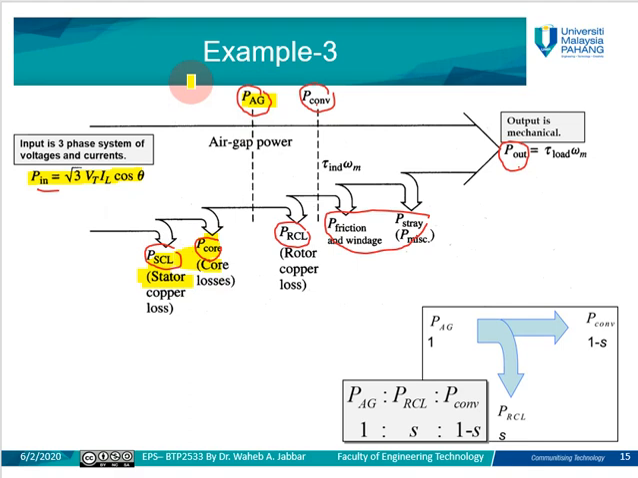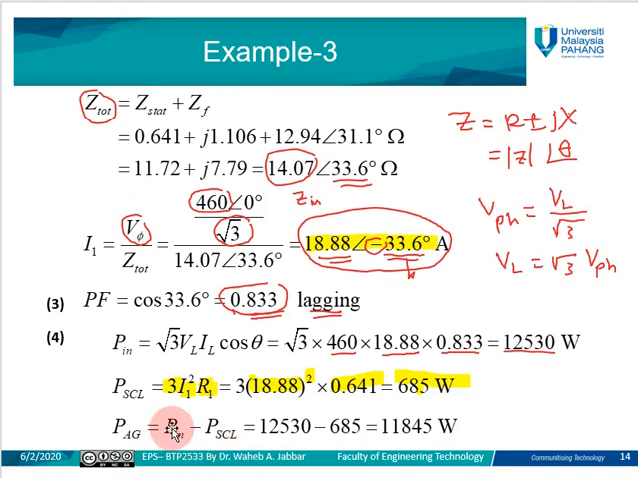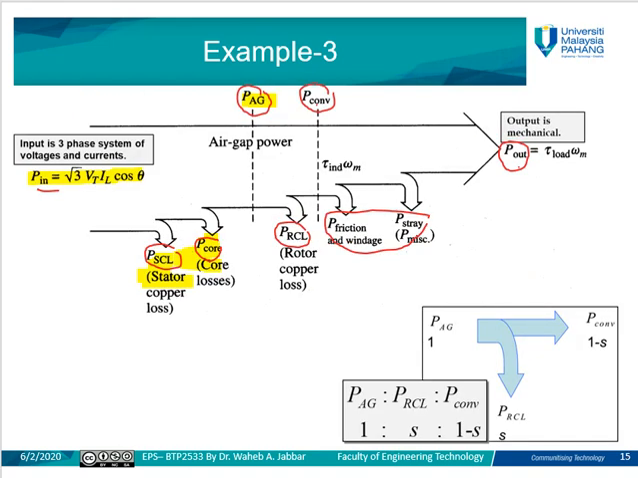Okay. So the P air gap here is equal to P in minus the stator losses. So P in is the value here, 12.53 kilowatt, minus 685 equals the value of the air gap power. Then, in order to find the value of the converted power as required in the question, P converted and P out, we need to find also the rotor loss. So P air gap minus the rotor copper loss will give you the value of P converted.